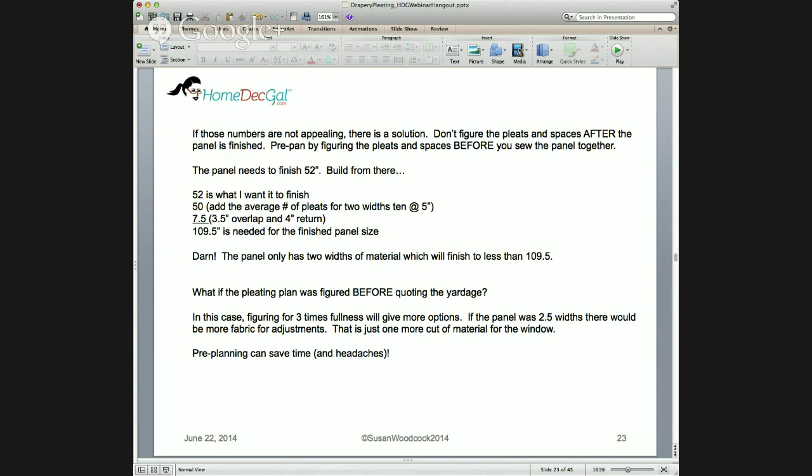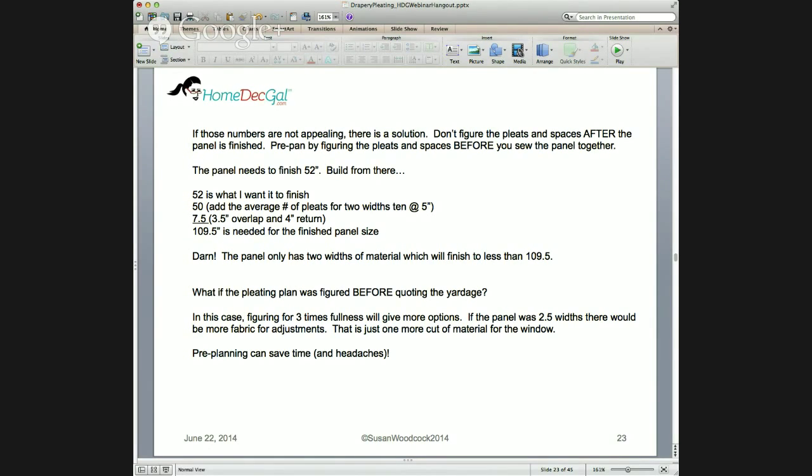So what if the pleating plan was figured before quoting the yardage? In this case, figuring for 3 times fullness instead of 2.5 times fullness would give a lot more options. If the panel was 2.5 widths instead of 2 widths, there would be more fabric to make adjustments. I'd have more fullness in the pleats. And this is only 1 cut of material for the window. You'd split it and put a half on each side. So pre-planning can save time and headaches.